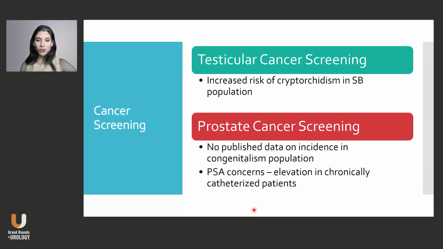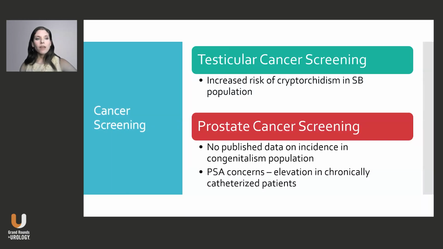As far as prostate cancer screenings go, there's no published data on the incidence of prostate cancer in the congenital urology population, so we assume it's the same as the whole population. So it's important to make sure that we don't forget about screening these individuals with the same recommendations that we do for anybody else. As far as PSA is concerned, we do have to be careful because there can be a lot of labile PSAs or just chronically elevated PSAs, since these patients are either self-cathing or have chronic catheterization. So that is something to keep in consideration, but we want to make sure that we do continue to screen them.